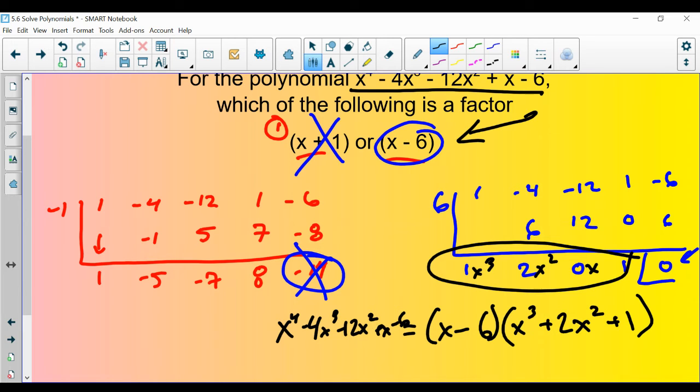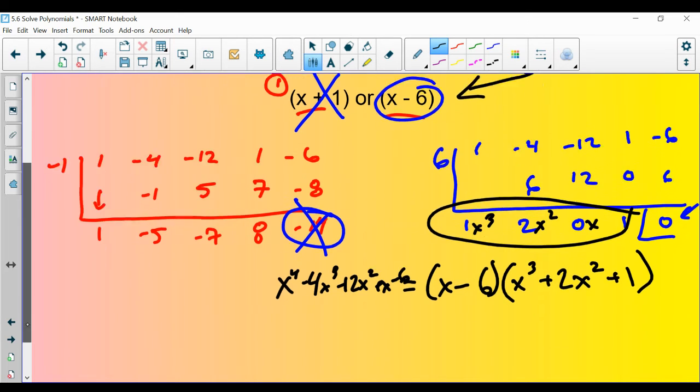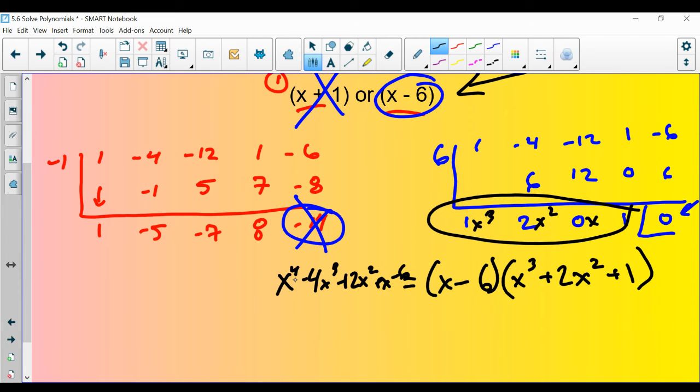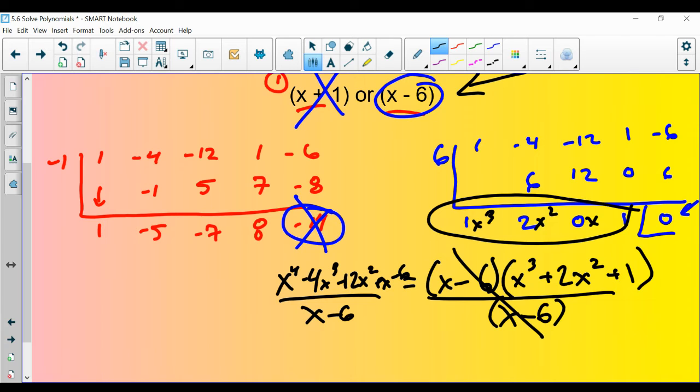Multiplication and division are inverses of each other, right? Or, if we were looking at this as, hey, this is a polynomial equal to these. If I divided both sides by x minus 6, this should cancel. Divided both sides by x minus 6, right? So this divided by x minus 6 gave me this statement.